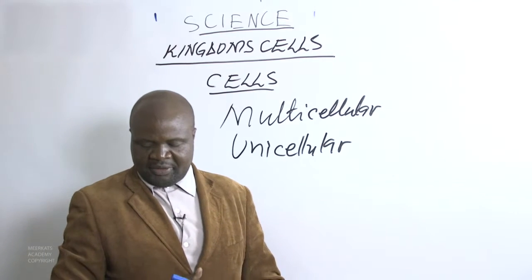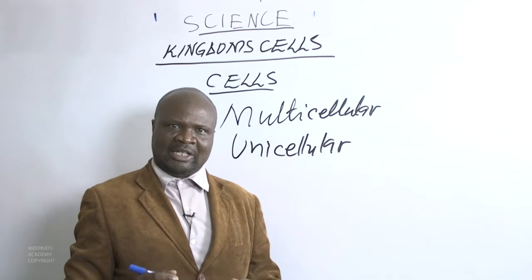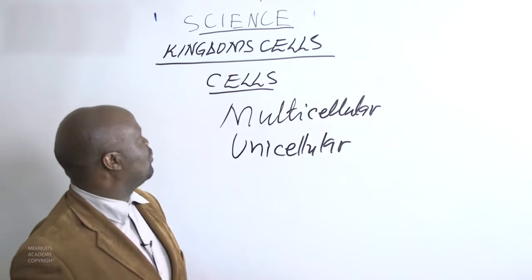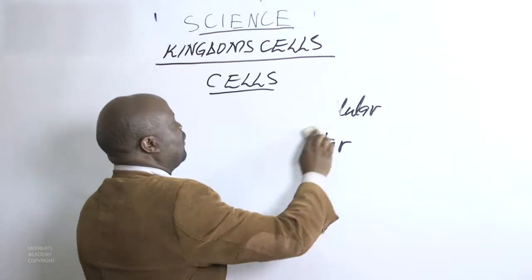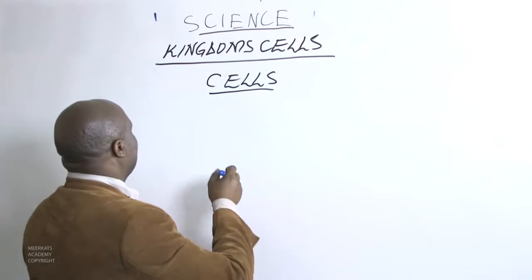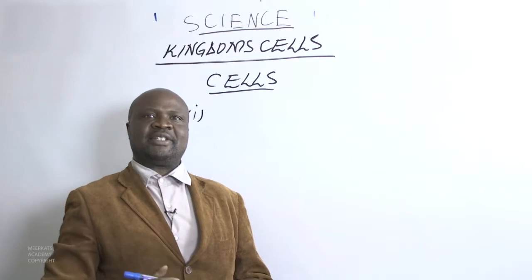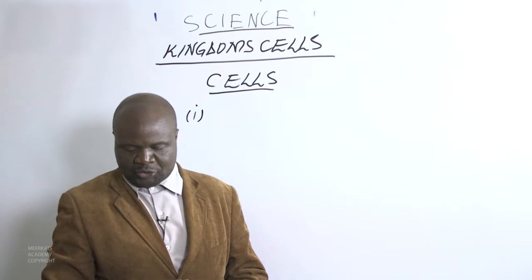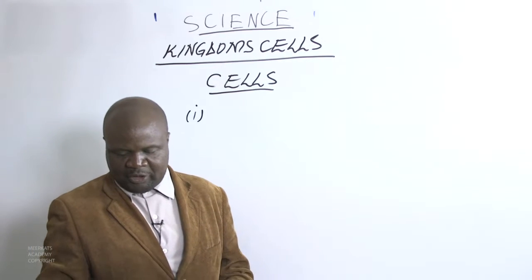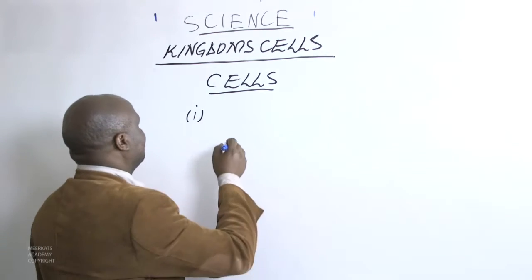The cells of all living organisms have some commonality and similarity. When we have a closer look at a cell under a microscope, we discover that the cells of living organisms in different kingdoms have parts in common. One of the common parts is the cell membrane.